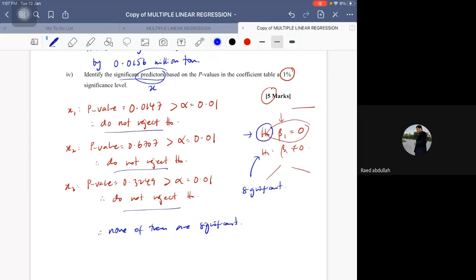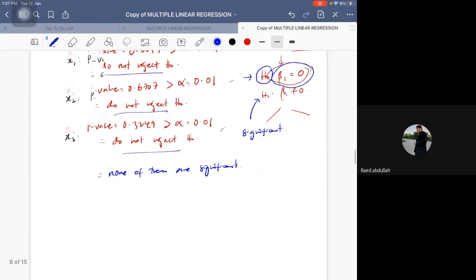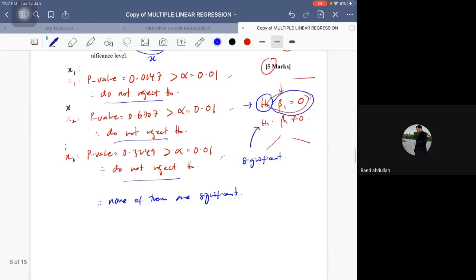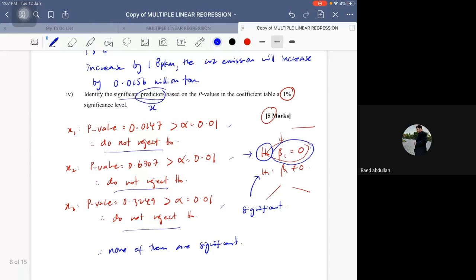Okay, because all of them are basically pointing towards beta 1 equals 0, which tells us that none of these variables are actually related to the dependent variable. So basically this is kind of useless. I don't know why we actually use this table for our prediction.